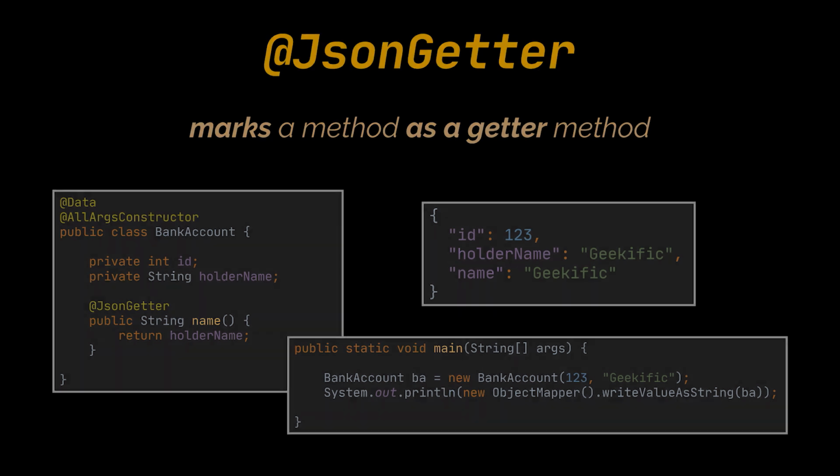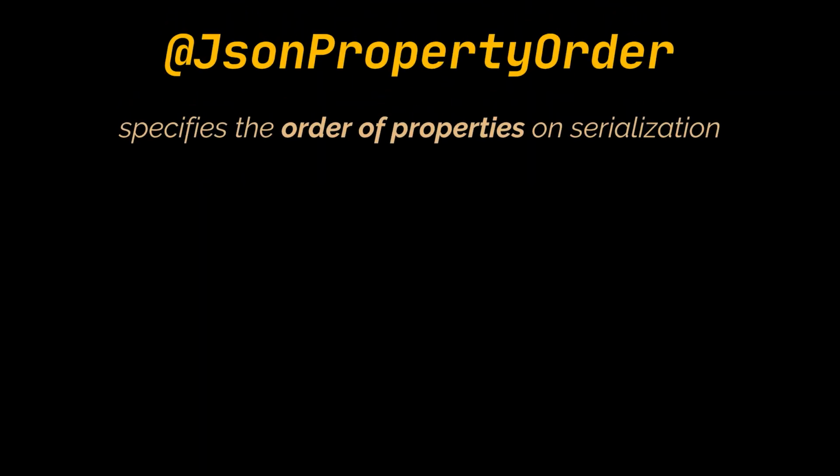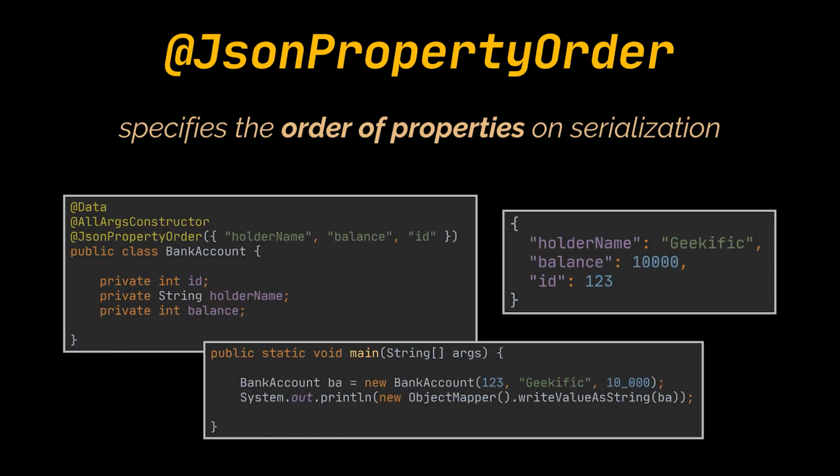Okay, we can use the @JsonPropertyOrder annotation to specify the order of properties on serialization. In this example, the holder's name will show first, then the balance, and finally the ID as specified. We can also set its alphabetic parameter to true to order the properties alphabetically. In that case, the output of serialization will be as you can see in front of you.